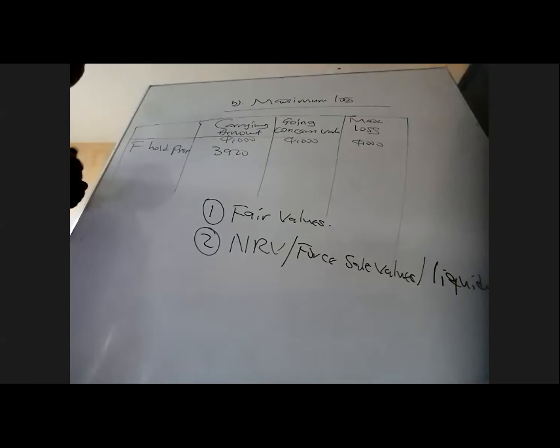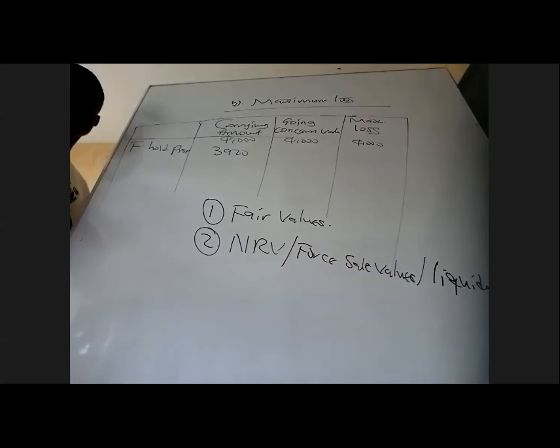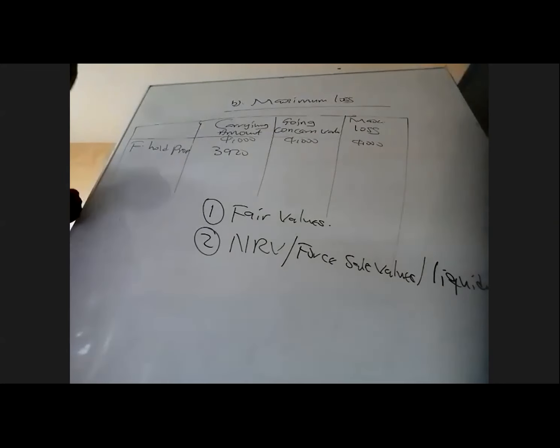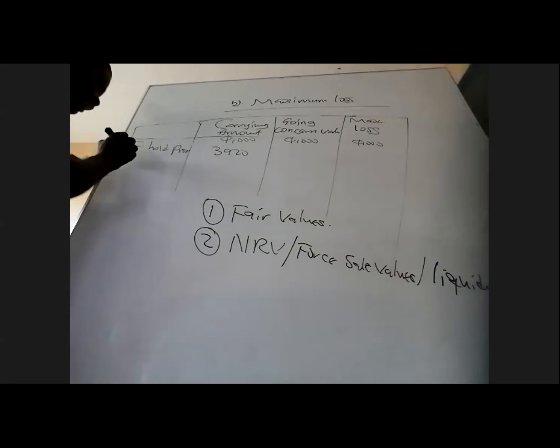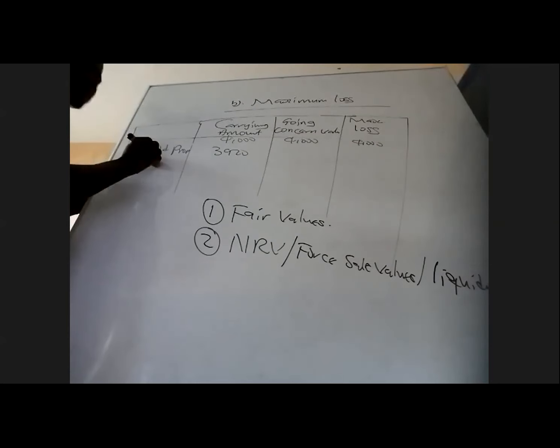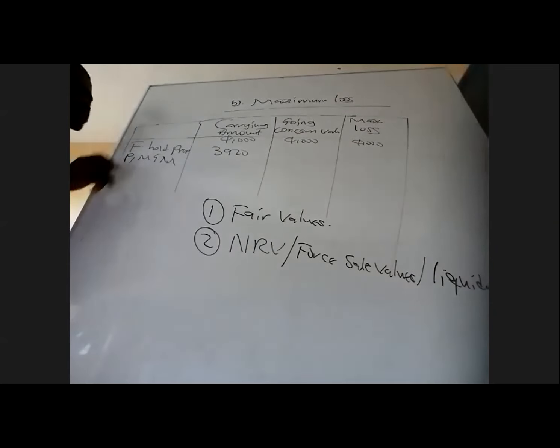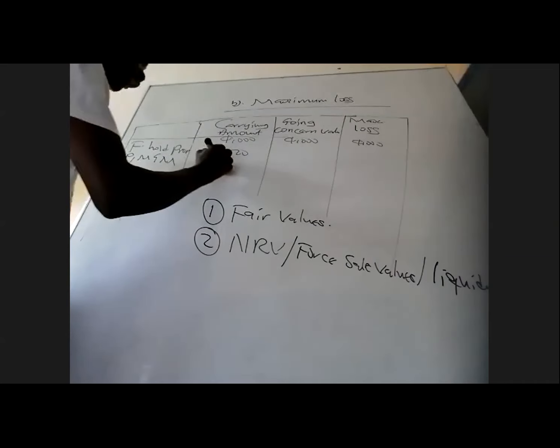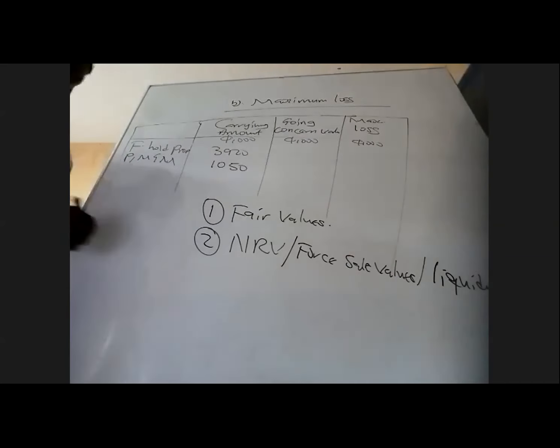The next asset on the list is what? Plant, machinery, and motor vehicle. So P, plant, PM, and what? MA. Yes, P, comma, M and M. Plant, machinery, and motor vehicle. No shortcut in exams, please. No shortcut. Okay, so that's 1050.